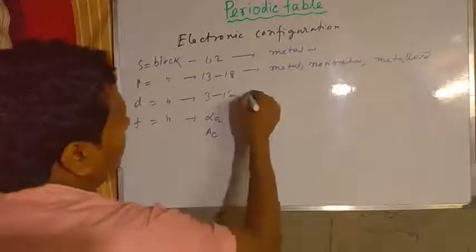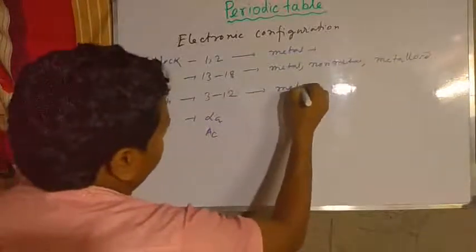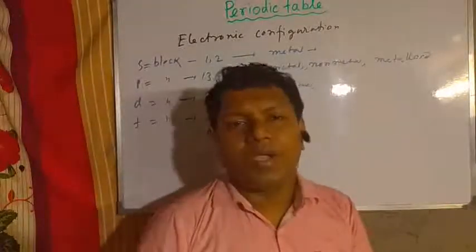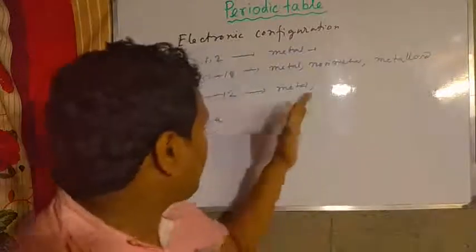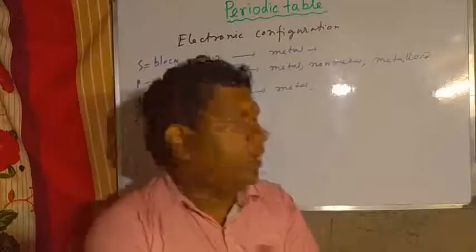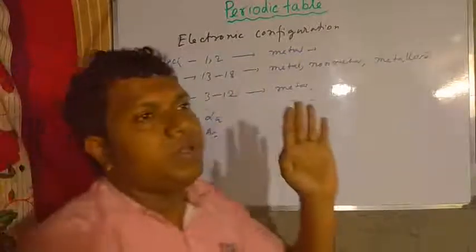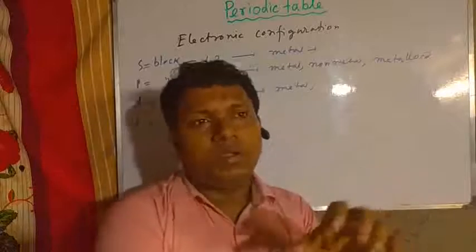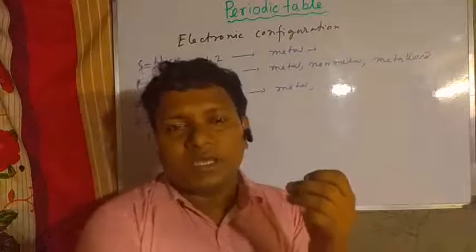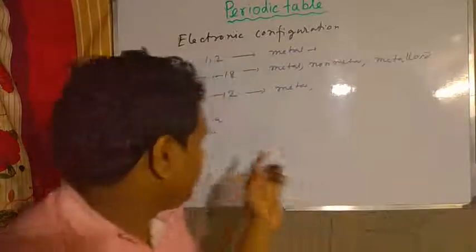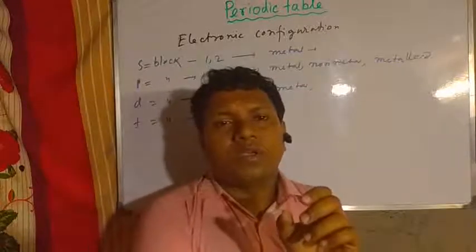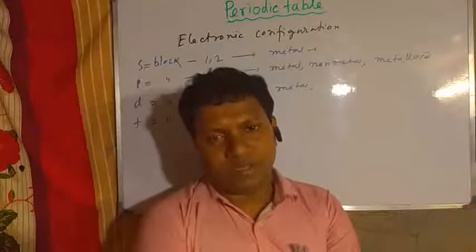Okay. D block elements are metals. They have high melting points and boiling points. The compounds of D block elements are generally colored, and D block elements, in free or in compound form, are used as catalysts. Okay. F block elements are generally radioactive in nature.